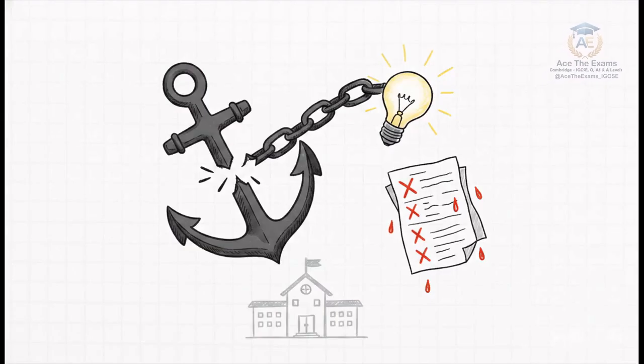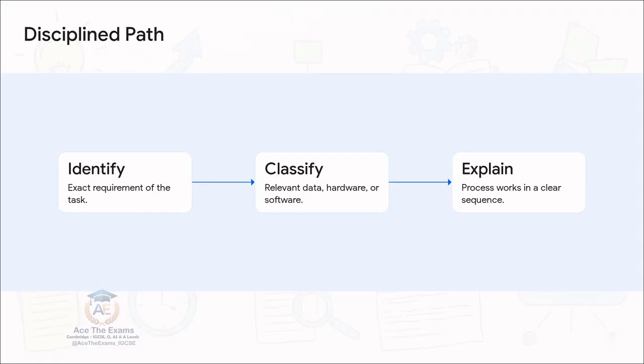And this leads us to the crucial point, avoiding what I call the context trap. Knowing the theory, that's only half the battle. The major slip-up happens when learners know their definitions perfectly, but they completely fail to anchor those explanations to the specific scenario provided in the question. If the exam asks you about a school network and you just give a textbook definition of clock speed without ever mentioning the school, you are bleeding marks. Let's fix that right now.